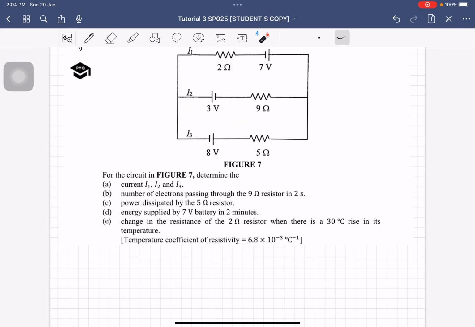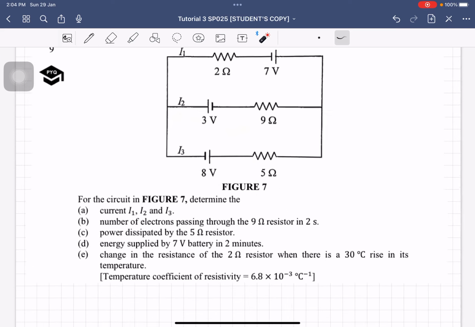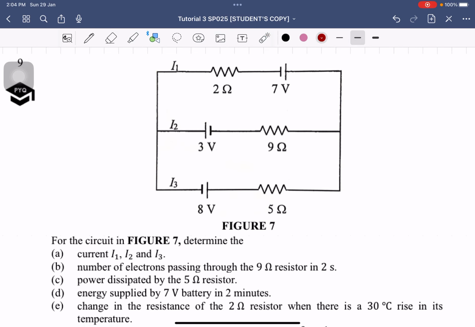Okay, so let's first start by drawing the direction of the current. What I'm going to do is let I2 point here, and then at this junction two currents will go out of the junction, which are I1 and I3. Okay, so that is basically the direction of the current.